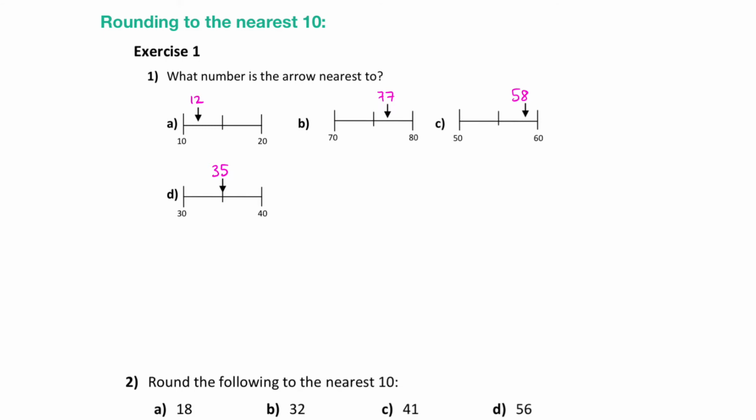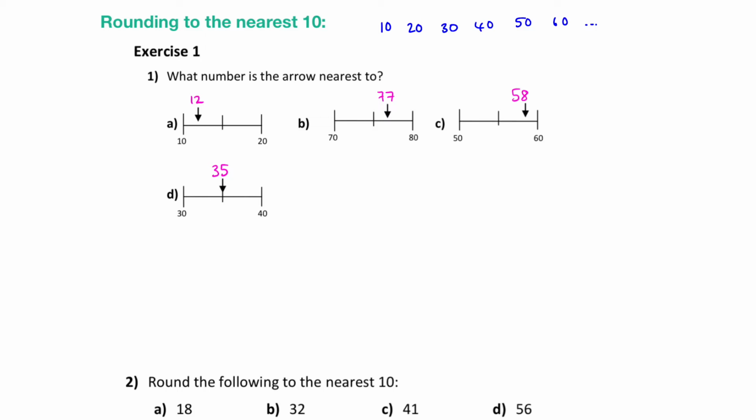Okay, so to start with, we're going to look at rounding to the nearest 10. Now what that means is we are going to pick the number in the 10 times table that is closest to our number. That's what rounding to the nearest 10 is. It's picking the number in the 10 times table that's closest to the number you've got.